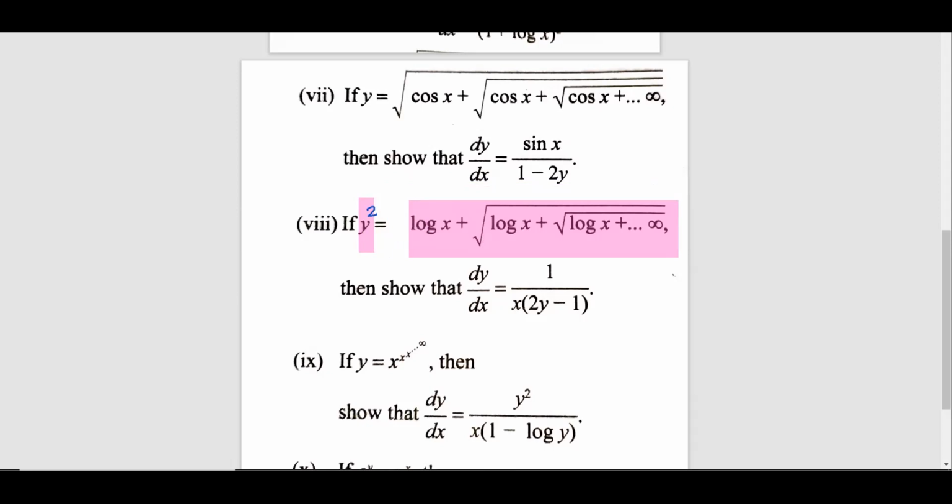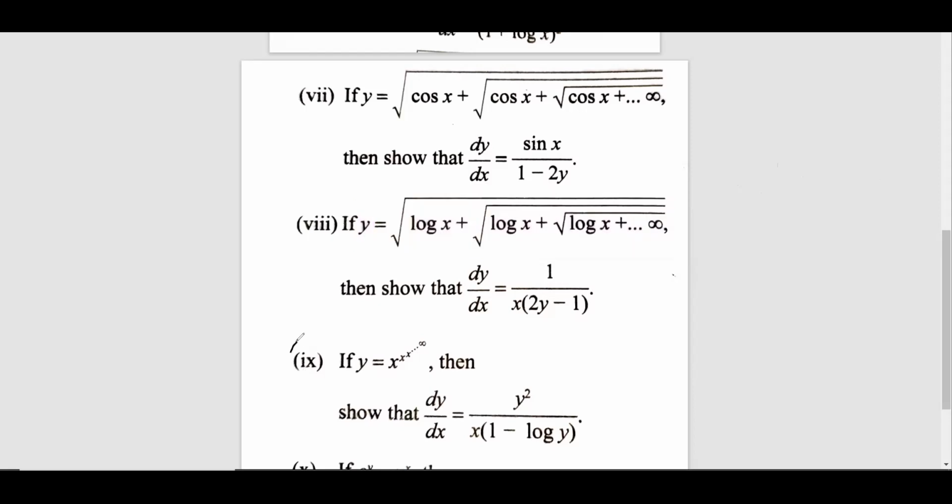Now, once you get y square equals to this thing, the next step is that this part here is once again y. This is once again y. So you will end up getting y square equals to log x plus y, and then you differentiate. Okay, you will get the answer.